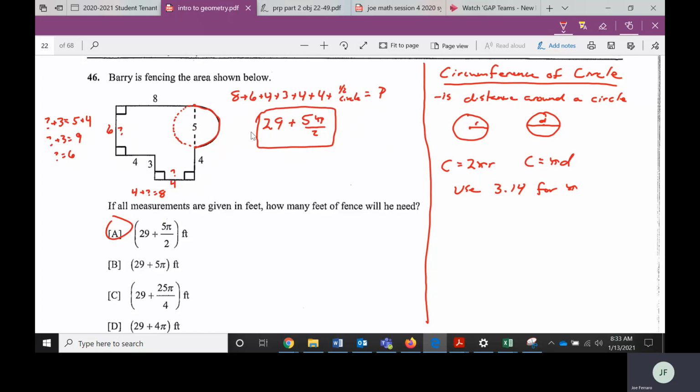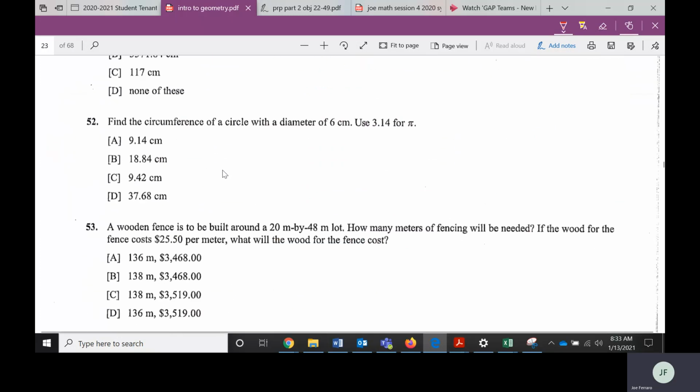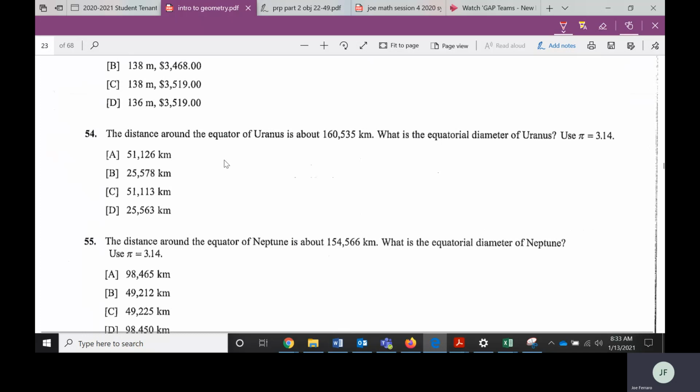We've got one more problem to do, and there's another problem like this that you should try later on, and then check your answers. But the last example I'm going to do is, it's not a hard problem, but it's confusing how it's asked. Number 54, last one. The distance around the equator of Uranus is about 160,535 kilometers. What is the equatorial diameter of Uranus? It says use pi equals 3.14.